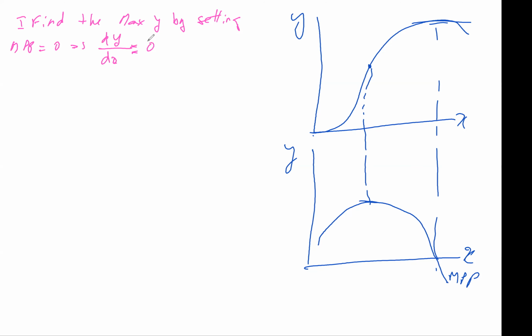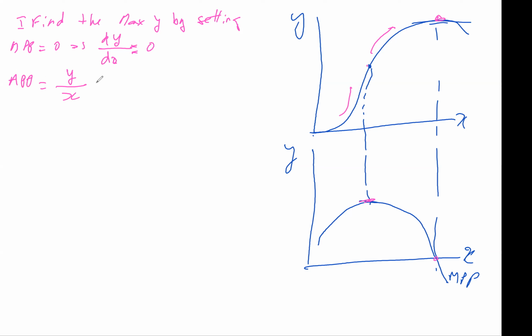So the maximum here is there. The maximum here is there. Inflection points. Increasing return to scale, decreasing return to scale. These are the information that I can obtain from the average physical product and marginal physical product. Now, what about the average physical product? We know that it is y divided by x.